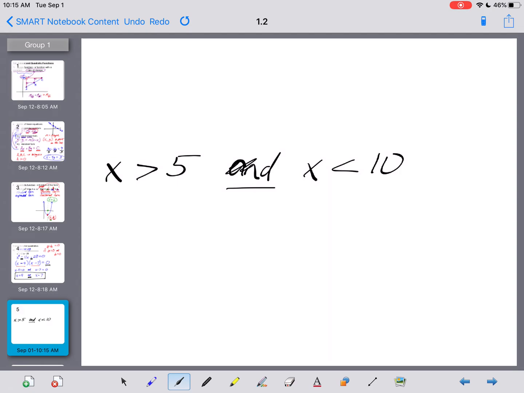But if I now change this to an or, think about that for a minute. Give me a value of x that is either greater than 5 or less than 10. I'm sure you could think of one, but can you think of one that's not greater than 5 or less than 10? And the answer to that is no, you can't. Every single real number that exists is either greater than 5 or less than 10. But not every single real number that exists is greater than 5 and less than 10. So like I said, mathematical difference right there.